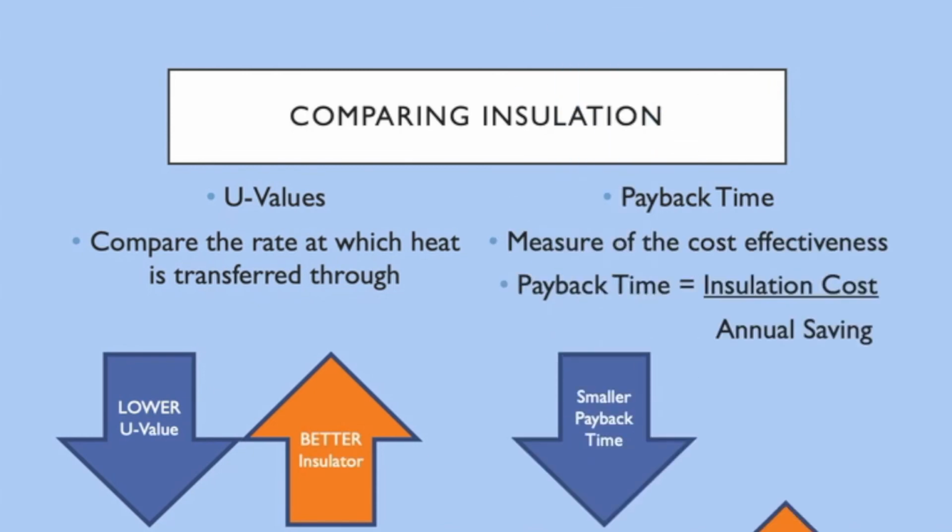Payback time is a measure of the cost effectiveness basically. To work it out, you look at the insulation cost, so how much it cost for you to have your double glazing or whatever installed, divide by the annual savings that you make on your heating bills. And again, the smaller the payback time, the more cost effective your insulator is.